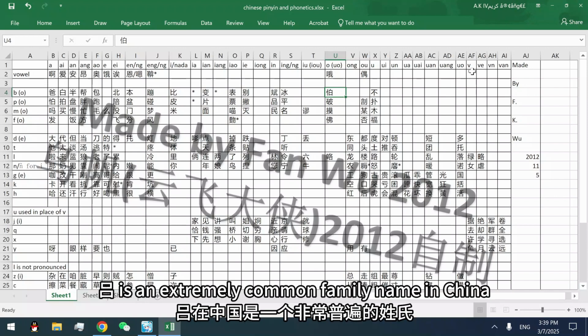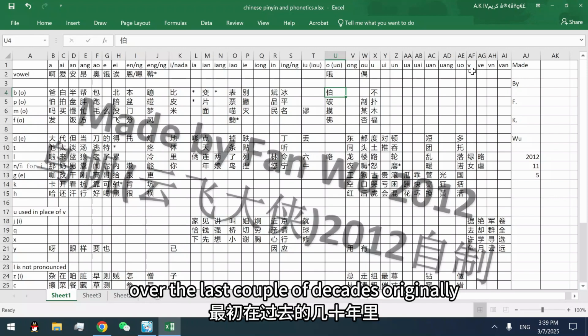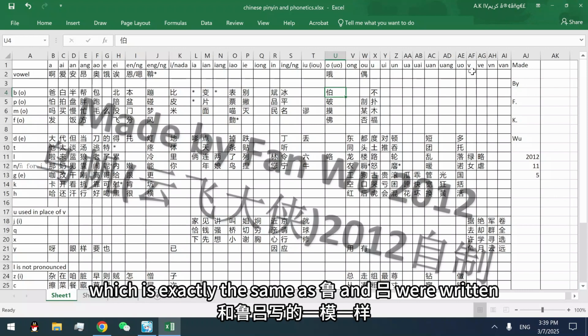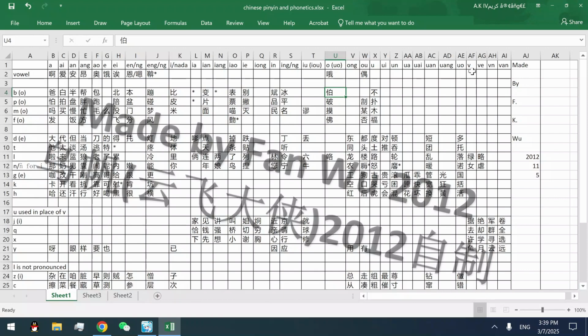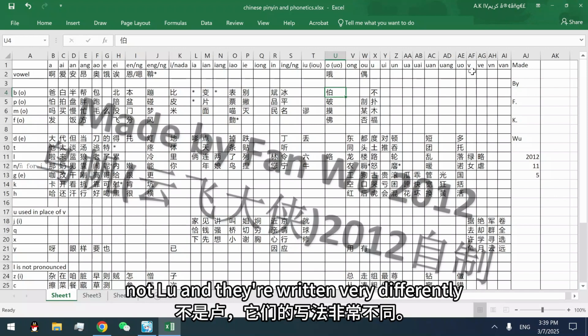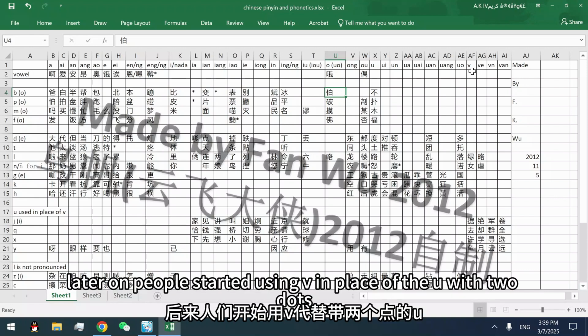Lü is an extremely common family name in China, and the spelling of it has changed several times over the last couple of decades. Originally, it's written as just L plus U, which is exactly the same as Lu. Lu and Lü were transliterated into the same letters. That's obviously problematic because their name is Lü, not Lu, and they're written very differently, and they have completely different meanings. Later on, people started using V in place of the U with two dots.